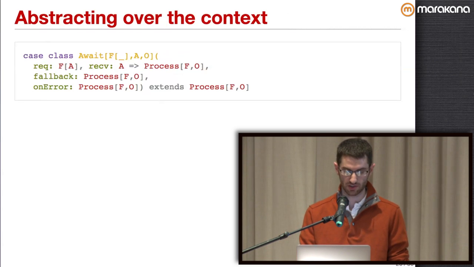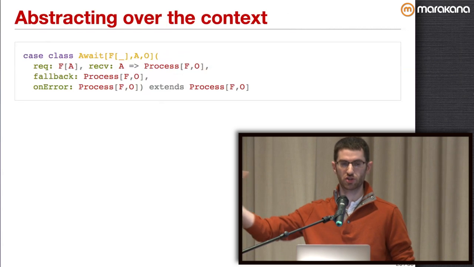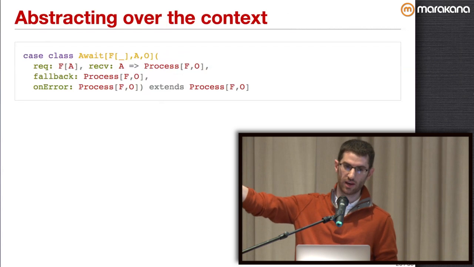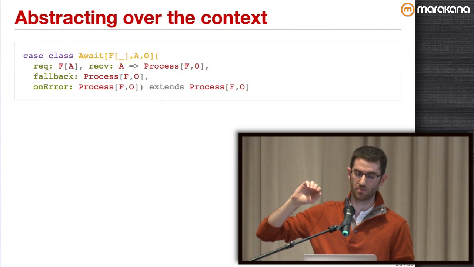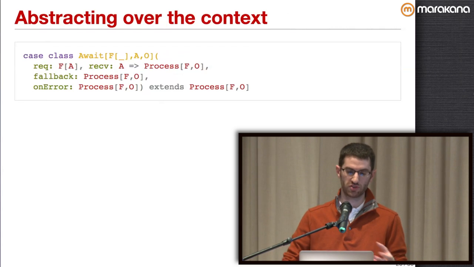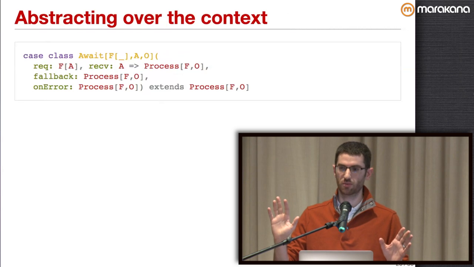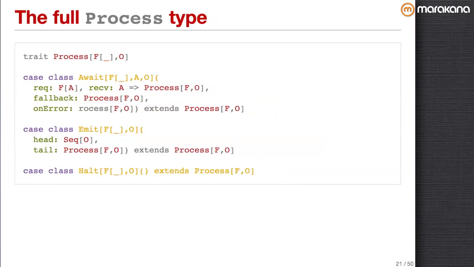We still have this fallback case. I did add this on error case, so a process could actually terminate in one of two ways. One is if the input is exhausted normally, and the other is if the input is exhausted with an exception. This is important for ensuring resource safety, making sure file handles get closed, and so forth, although I'm not going to really talk about that too much today. So here's the full process type. The await case is really the only one that's changed. The others are just propagating through that additional type constructor.